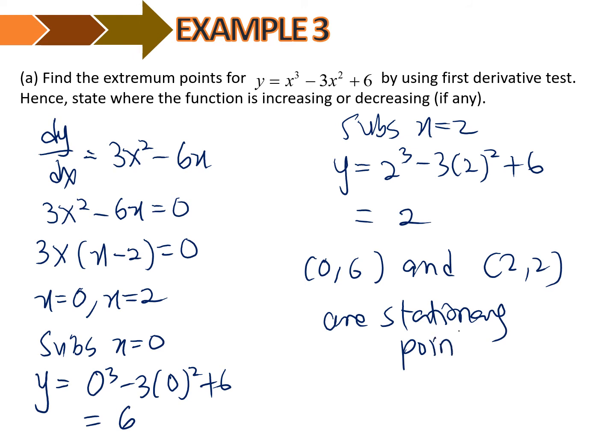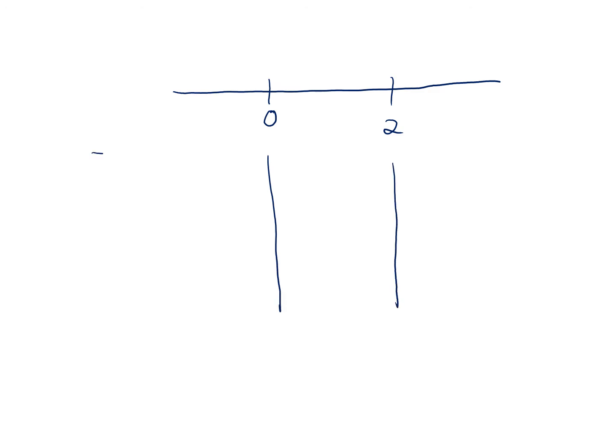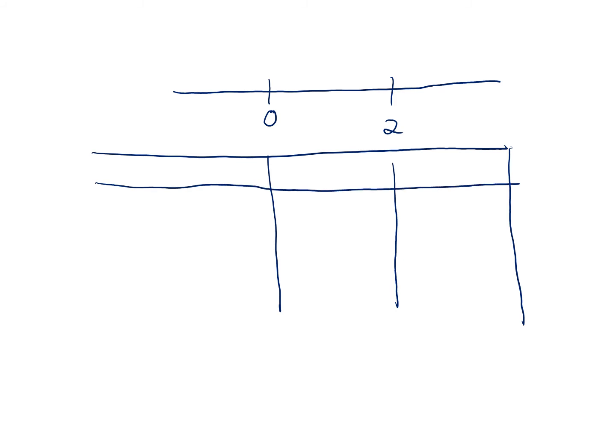Okay, from these stationary points, we want to find what type (0, 6) and (2, 2) are, either maximum or minimum. Since we have two values, first we try to draw a number line. Okay, we have 0 and 2. So from here, we draw our table, and then another 3 rows.